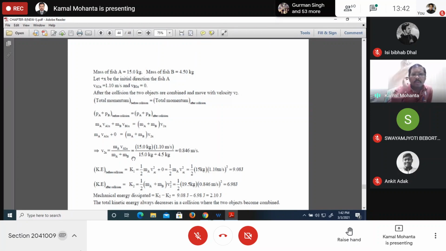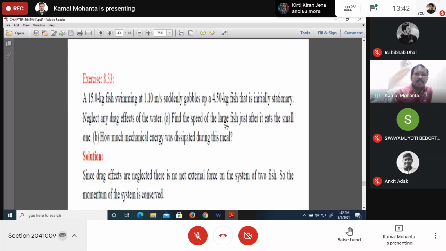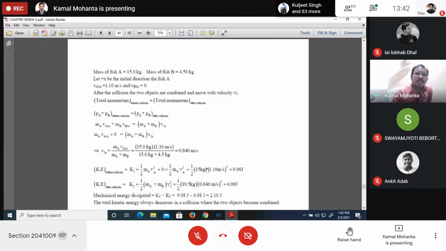Okay, so the first piece mass is 15 kg. You put here MA VA1x, which is 1.10 meter per second, divided by MA, which is 15 kg, plus MB, which is 4.5 kg. So it is equal to 0.846 meter per second. So all of you have got the first bit answer: the speed of the large fish just after it eats the small one is 0.846 meter per second.